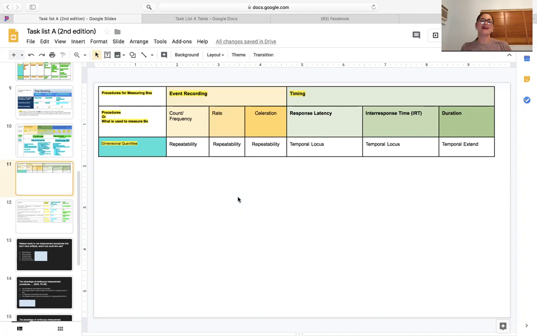Mark, you're on another level with your organizational skills in these tables. This is amazing. Oh my God, thank you so much. Oh, thank you.